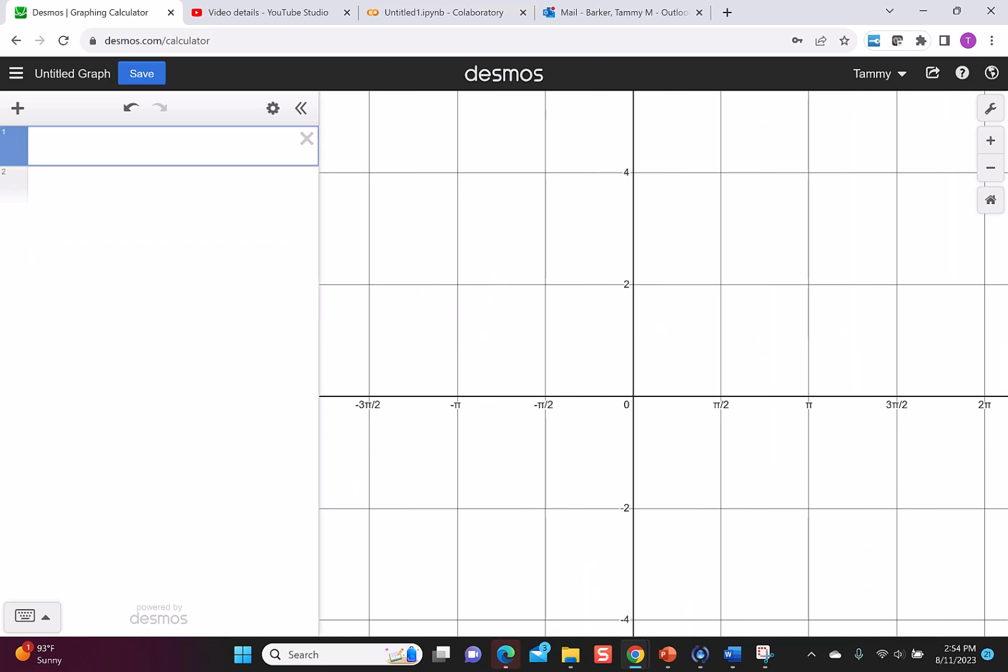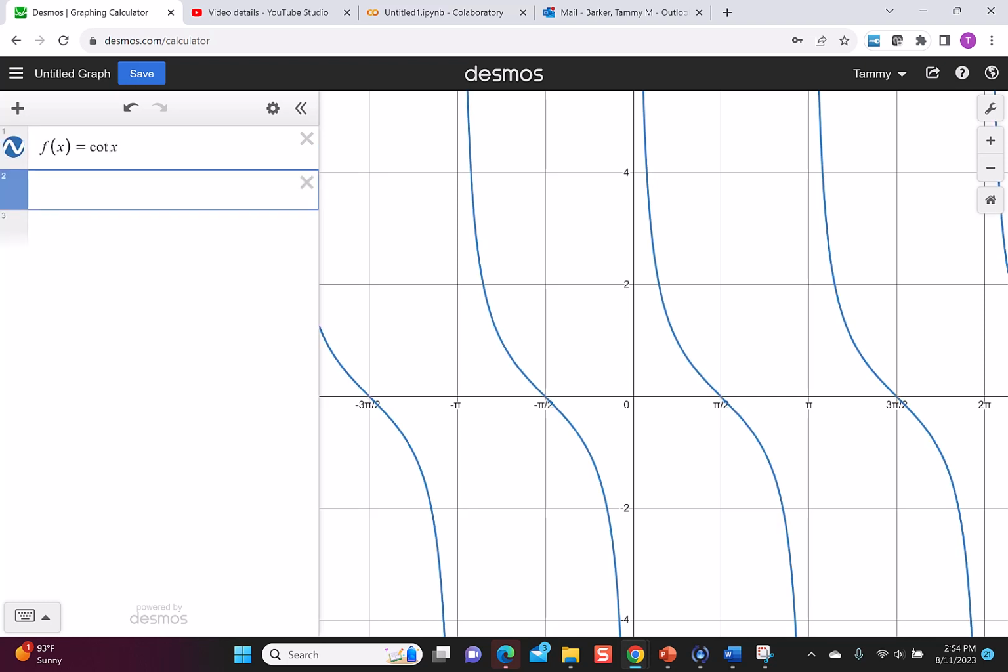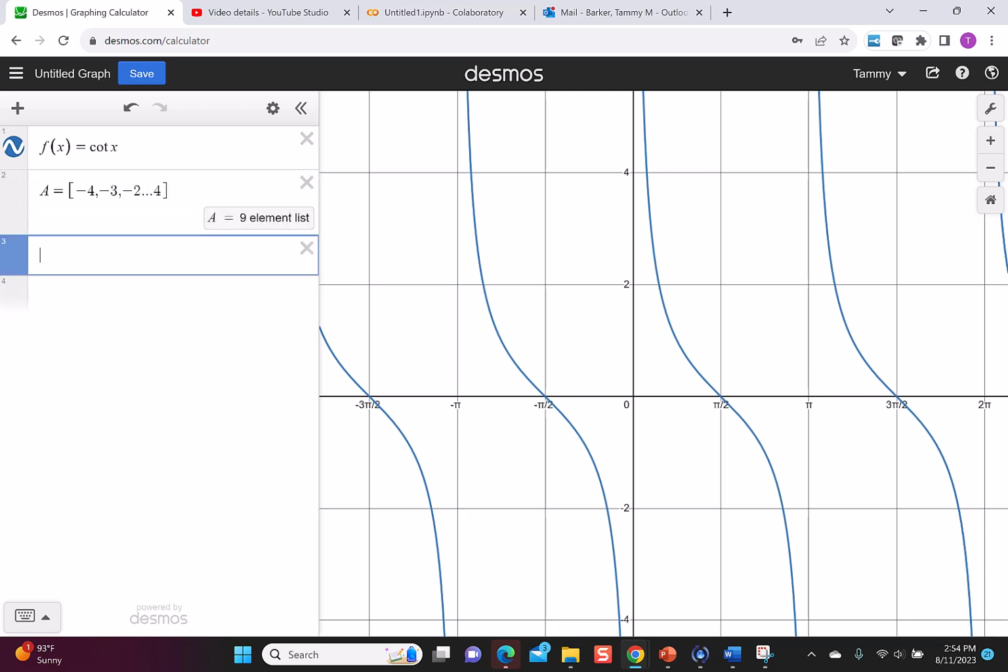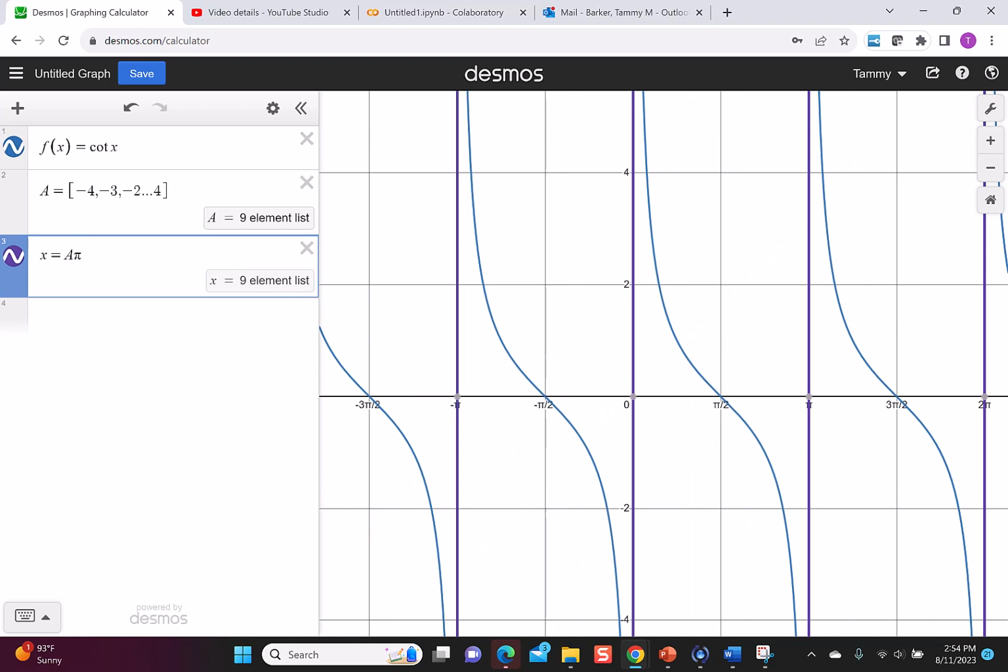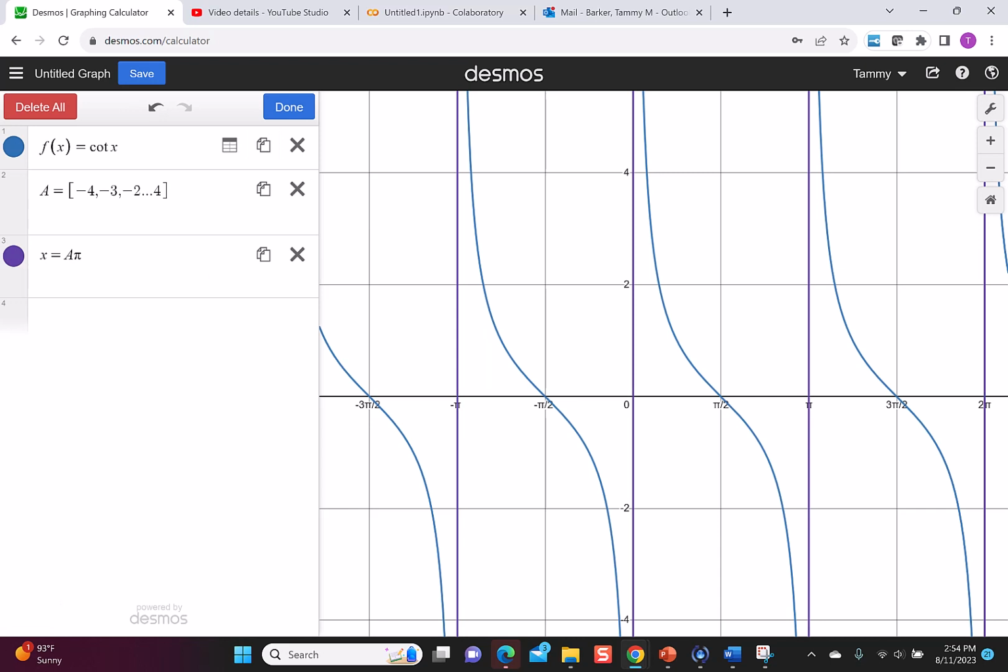So let's switch over to looking at cotangent. I'll start with f of x equals cotan of x. I'm once again going to put in a list, but this time I don't need odd numbers, I just need integers. Let's start at -4, -3, -2, and say I stop at 4, it'll keep track of how many elements I have. To put in my asymptotes, I write x is equal to capital A times pi. That spreads them out to go with the graph. Go to the settings, change the solid line to a dashed line.